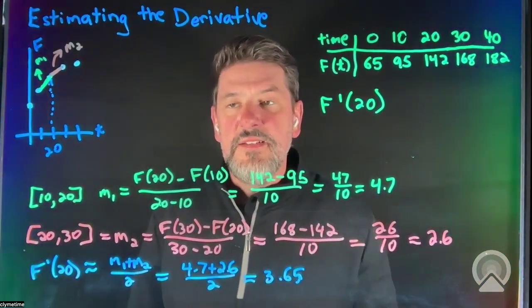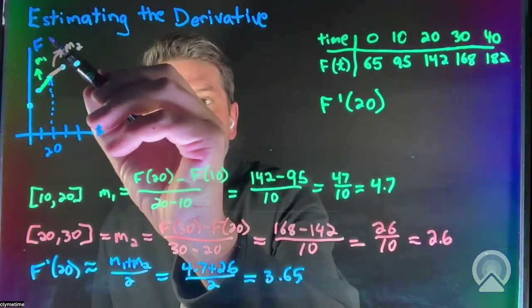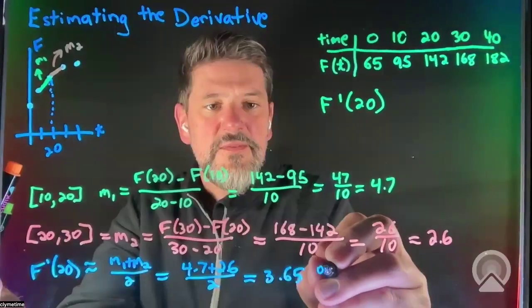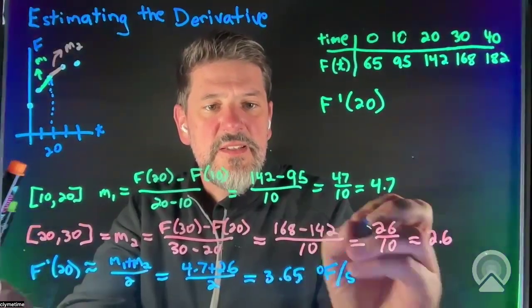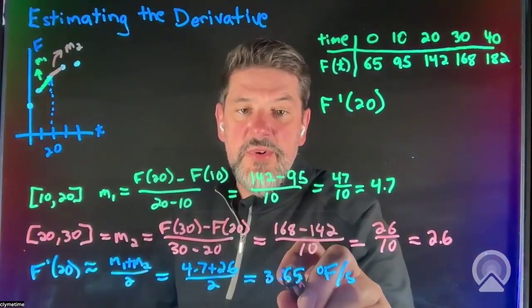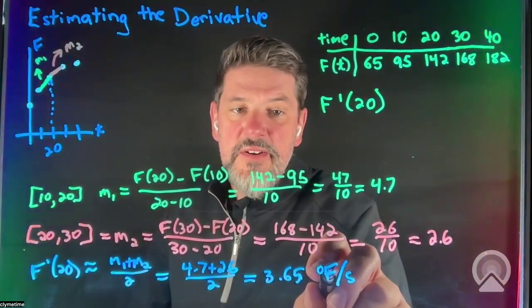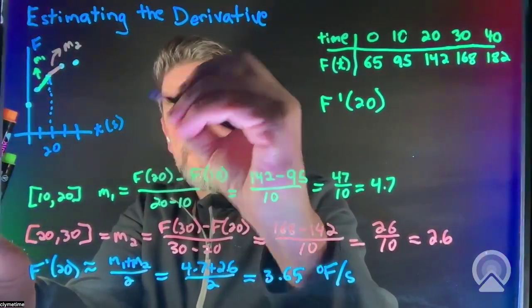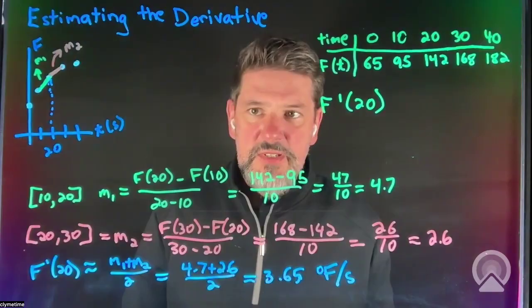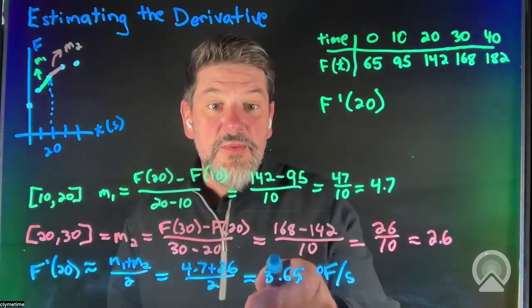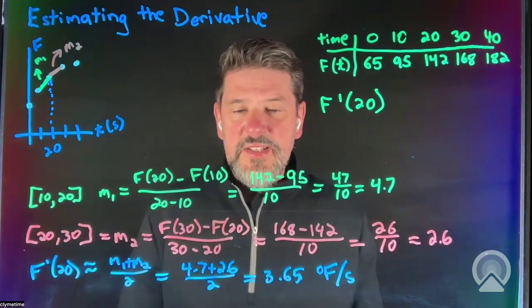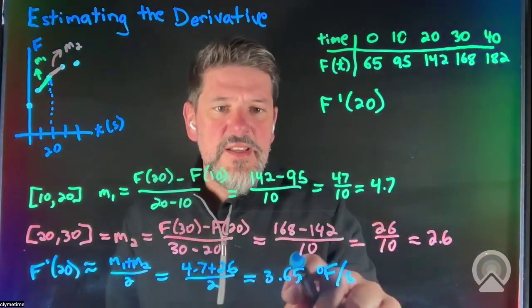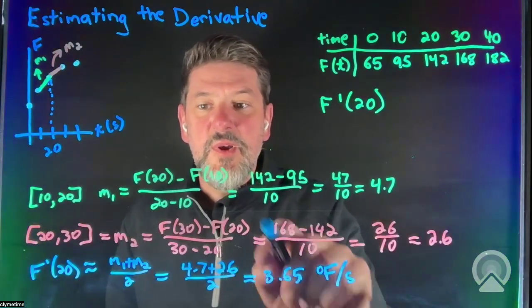Okay, and the unit for that, if this is degrees Fahrenheit and this is seconds, would be degrees Fahrenheit over seconds. So that means it's changing 3.65 degrees Fahrenheit every second, if in fact the units here were seconds and degrees Fahrenheit. So every second it's going up 3.65 degrees. That seems like a pretty fast increase, but if those are in fact our units and this is in fact our data, that would be our approximation.